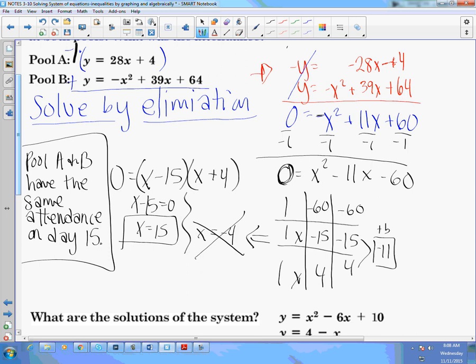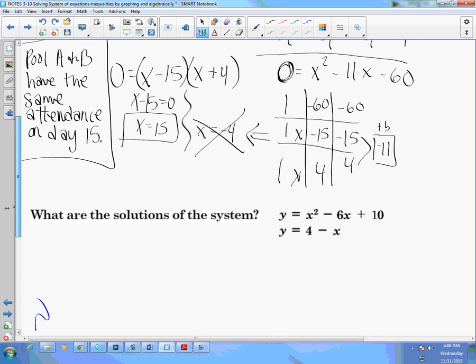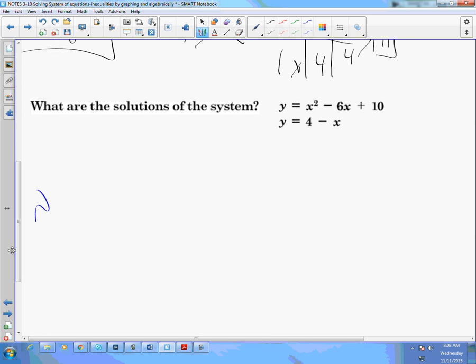Okay, we're going to solve the next one by a different method. So we did solving by graphing, which is just graph them and see where they cross, where they intersect. This one's solved by elimination. We eliminated the y here. The y is canceled out, so all we're left with is x's. Now, example 3, we're going to solve by a different method: substitution.